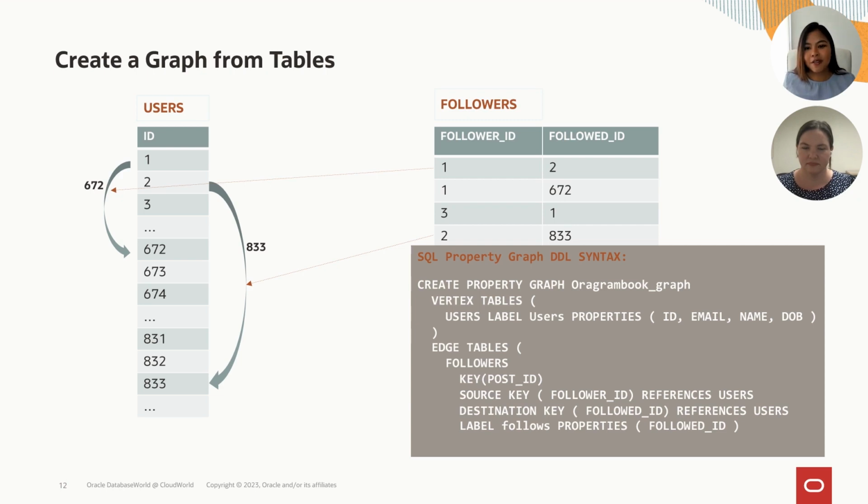We can create a graph where the users are the vertices and the followers are the edges. So here we can see we are transforming these tables into vertices and edges that are components of a graph. I am sure that people are interested in seeing the SQL syntax on how to query these graphs now that we have the new release of 23C.